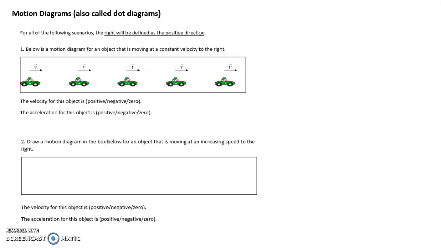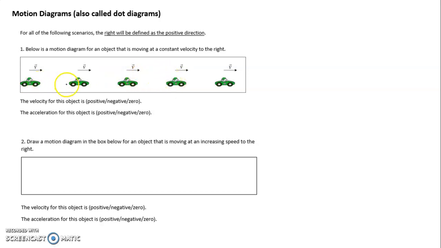In this video, we're going to talk about motion diagrams. Motion diagrams are like a series of pictures taken at regular time intervals. So for instance, the car shown here was at one point, and then maybe a second later the car was here, and a second after that the car was here.